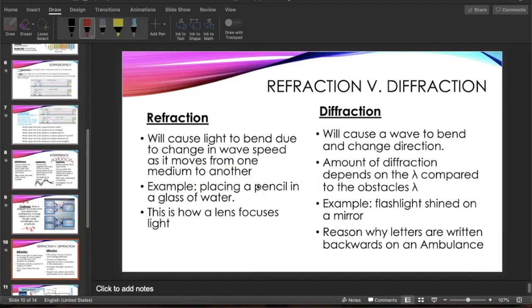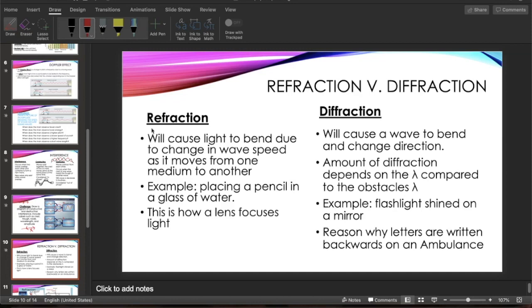We're discussing light. When you have refraction, that means it will cause the light to bend due to the change in the wave speed as it moves from one medium to another. For example, placing a pencil in a glass of water. When you do that, you'll notice that the pencil looks a little bit different. That's how the lens focuses the light.